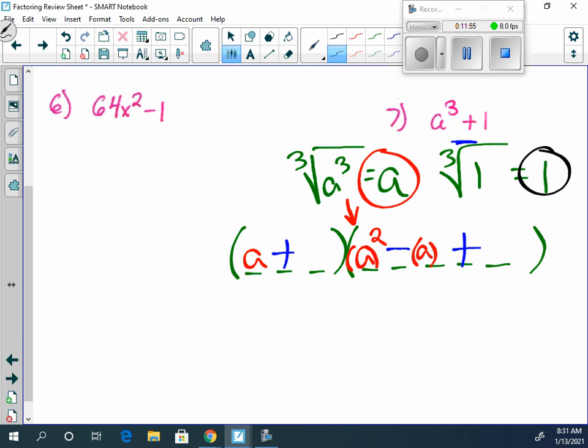Now we can look at the other term, 1. On our first spot, we're going to have 1. We're not going to have anything with a squared. We're going to have 1 with a. In our last place, we're going to have 1 squared. So we'll have these spots here.